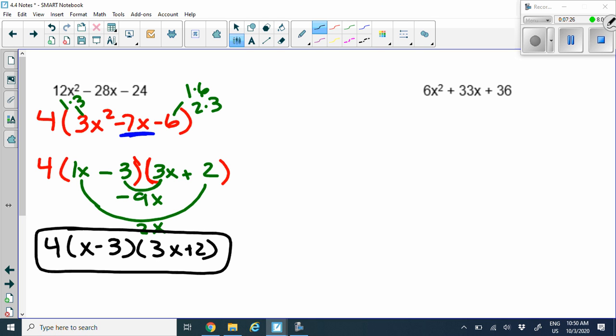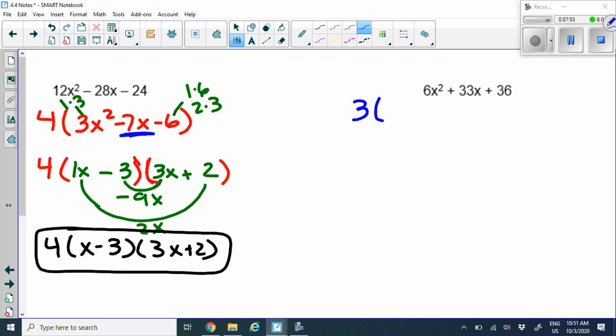Okay, now go ahead, pause the video, and try the last example. Okay, let's see what you got. So, first of all, 6x squared plus 33x plus 36, do these 3 terms have a number in common? Yes, they have a 3 in common. Do they have a variable? No, because the last term, 36, does not have a variable with it.